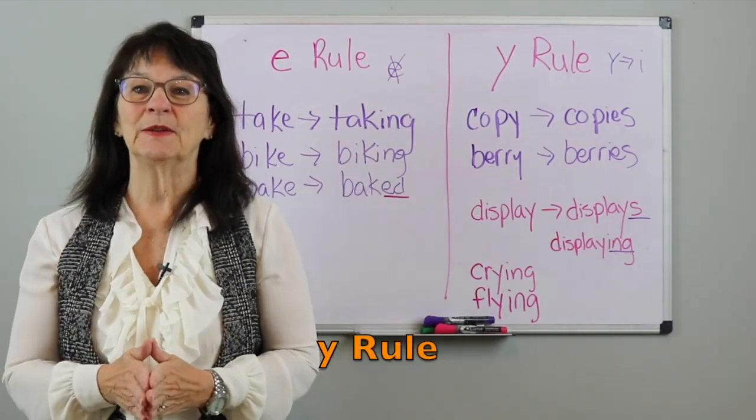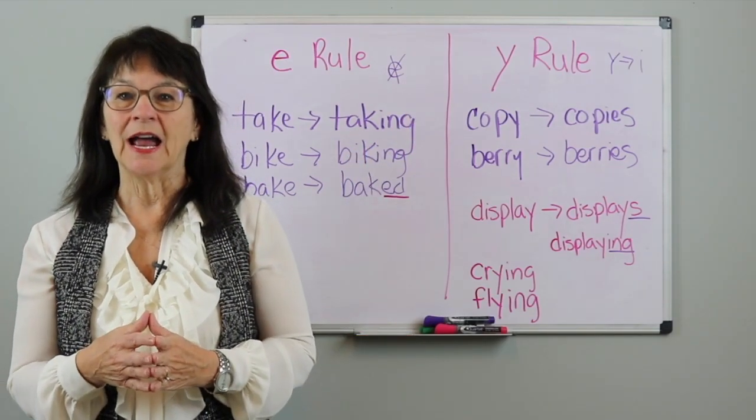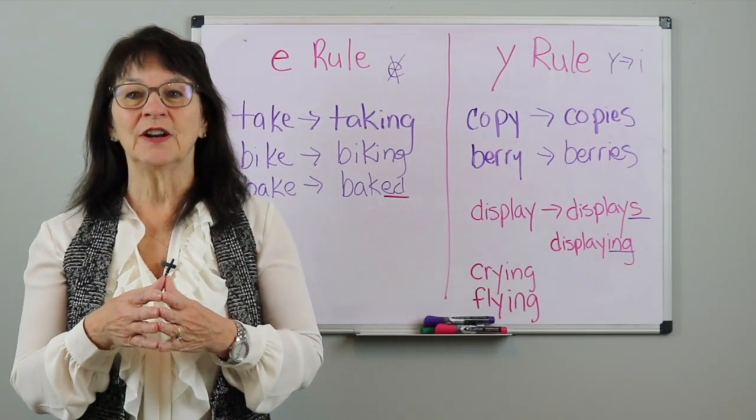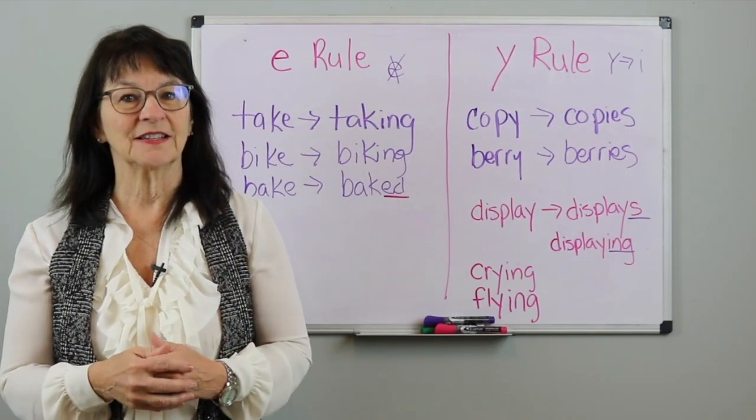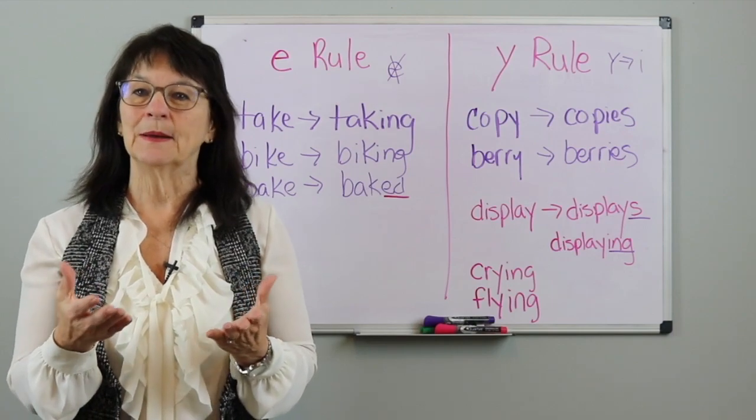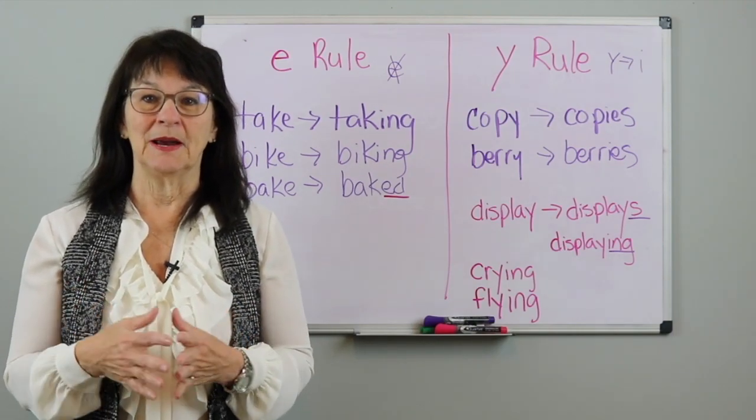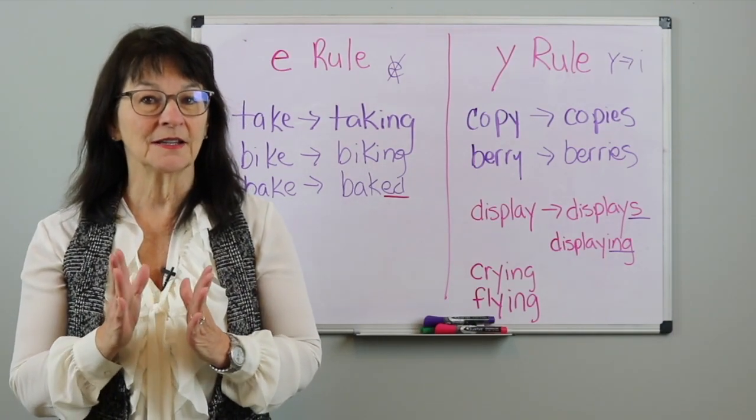And now for the Y rule. This too is a spelling rule. Change the Y to I when there is a consonant in front of it before adding a suffix. As in, copy becomes copies, berry becomes berries. So there are some exceptions.